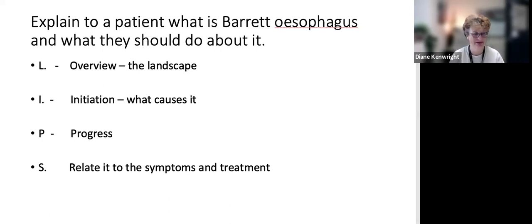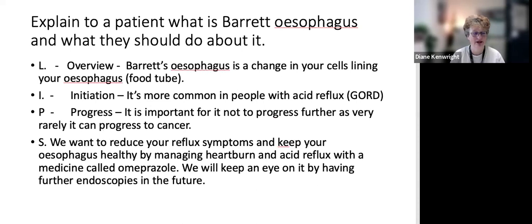Okay, coming back again. Hopefully, if you wrote it down, you would have written something like this. If you remember, you're explaining it to a patient, so we want to use patient language. Imagine the patient sitting there, you've just come out of gastroscopy, and you've got to explain it to him.